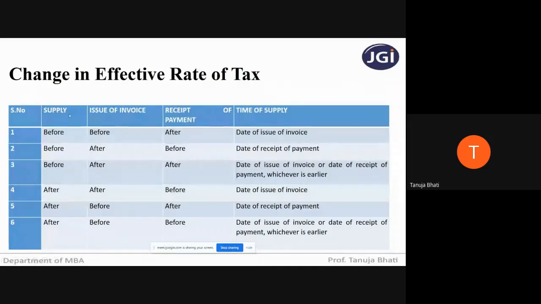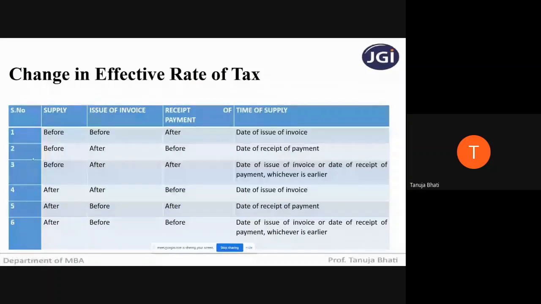As I already told you, when the supply of goods or services is made, there is the issue of invoice date, the receipt of payment date, and the time of supply. Time of supply means what is going to be the rate on that particular date. That rate is to be applied on the commodity, whether it is old or new. Let us check. So there are 6 scenarios.